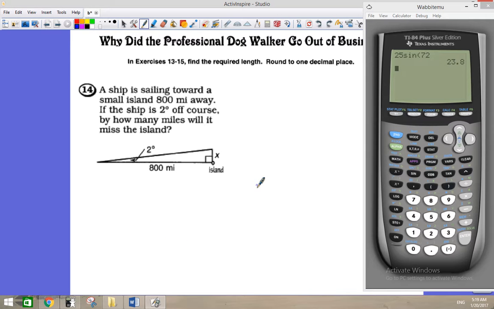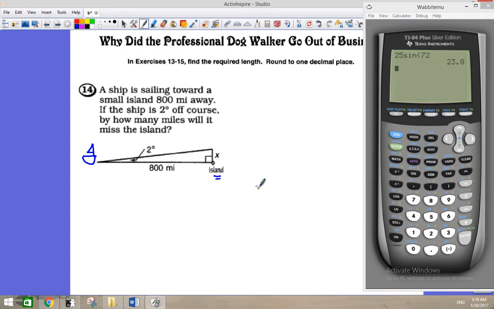Alright, so we have a ship that's sailing toward a small island 800 miles away. If the ship is 2 degrees off course, how many miles will it miss the island? So this is where your boat is, and its goal is to aim directly at this island, but there's some type of a miscalculation, and you're only 2 degrees off course. But over this 800 miles, you can see that you're going to miss the island, maybe by quite a bit. We have to look and see.